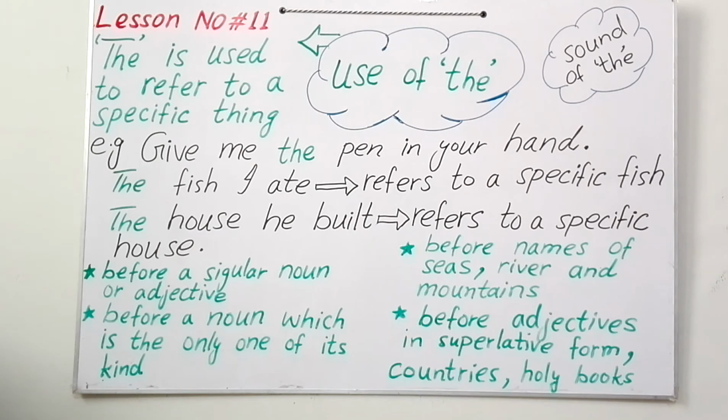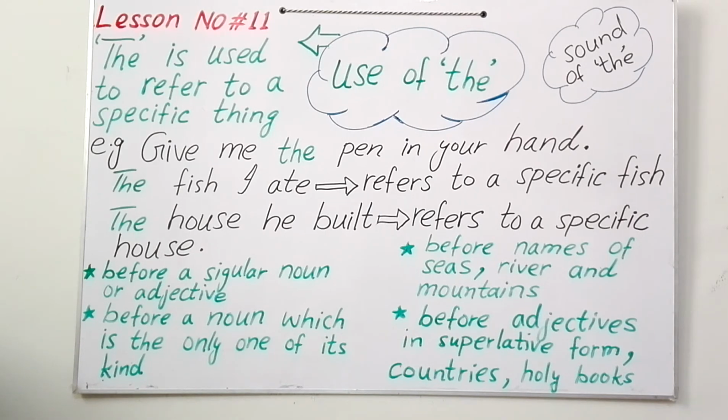And okay, we start. First, we have to see the definition. The definition is: "the" is used to refer to a specific thing. Okay, specific thing means the particular thing. Whenever we are going to indicate something and we have to have the thing, we use "the".